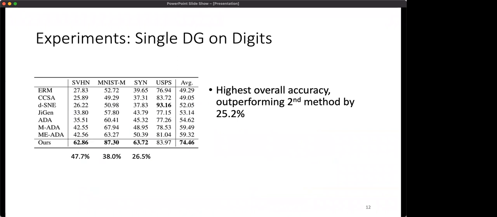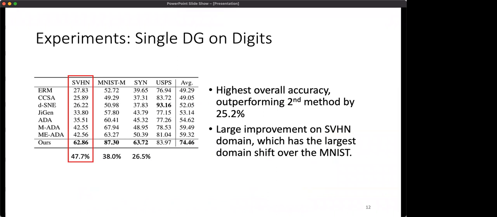We conduct single domain generalization experiments on the DG dataset. As we can see from this table, our method can outperform the second best method by a large margin. Meanwhile, our method achieved the largest improvement on the exhibition domain, which can be considered as the largest domain shift over the source domain MNIST.